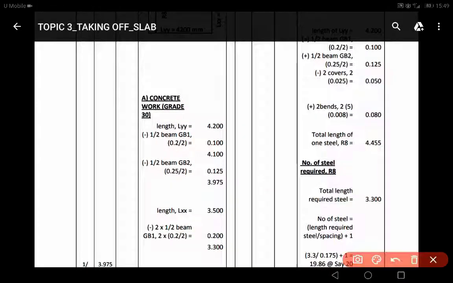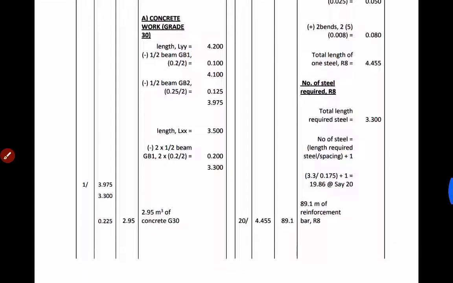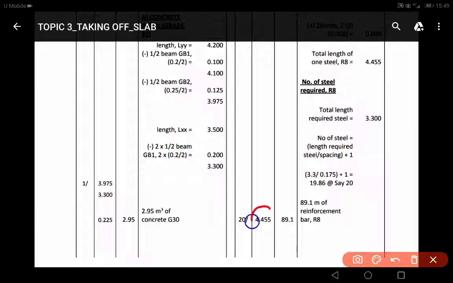So we refer to the solution provided for X direction. First, it calculate the length of one reinforcement bar for X direction. So it gets 4.455, and then we put it at the dimension column, and after that the solution calculate for the number of bar for X direction. So it gets 19.86, and we round up and it become 20, so we put it at the times sign. So you multiply, you will get 89.1 meter of R8. So that is the answer for the X direction.